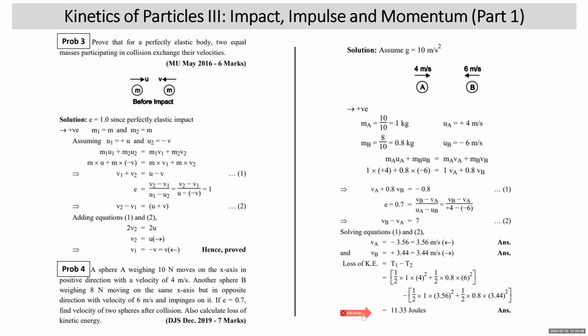You can write it as Newton meter also. You can write the unit of kinetic energy as joules or Newton meter. So this way we have found the loss of kinetic energy. Loss of kinetic energy is what? Initial kinetic energy minus final kinetic energy, or kinetic energy before impact minus kinetic energy after impact.